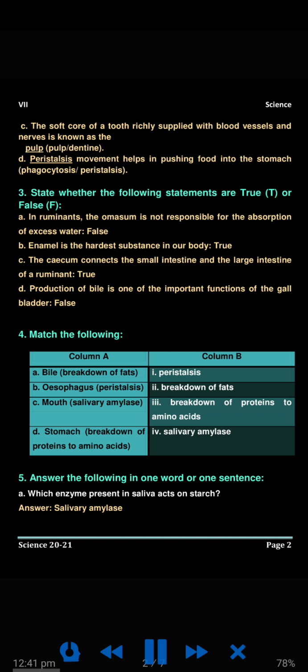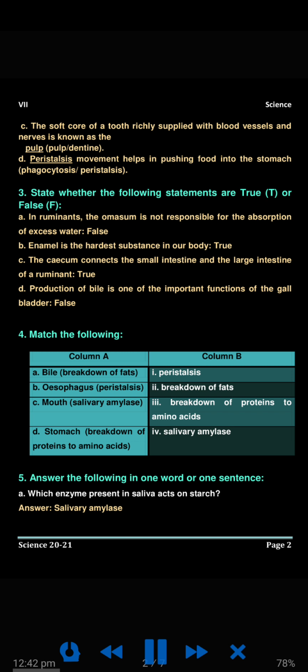4. Match the following. Column A, Column B. A. Bile, breakdown of fats. B. Esophagus, peristalsis. C. Mouth, salivary amylase. D. Stomach, breakdown of proteins to amino acids.